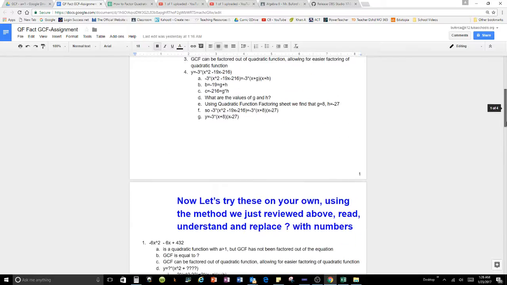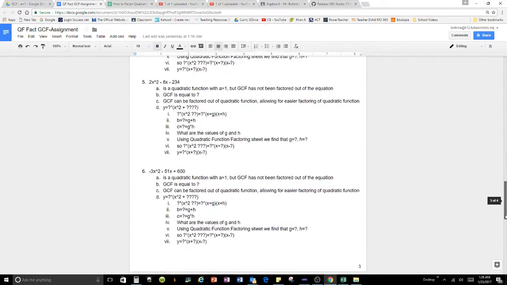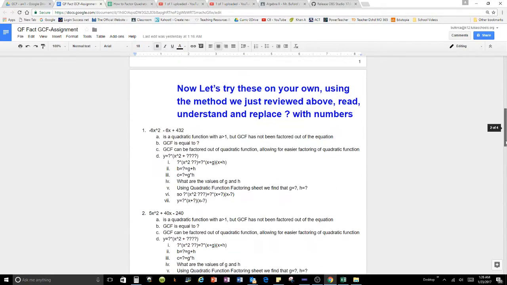So you can see below, you've got how many questions? You've got 6 questions. And I've set up each of the questions just the way I've solved your examples above. The only thing you have to do here is replace the question marks. Wherever you see a question mark, you need to replace that with some number.